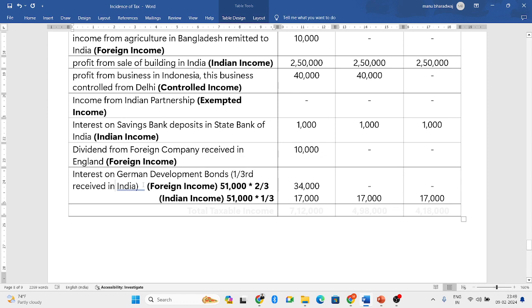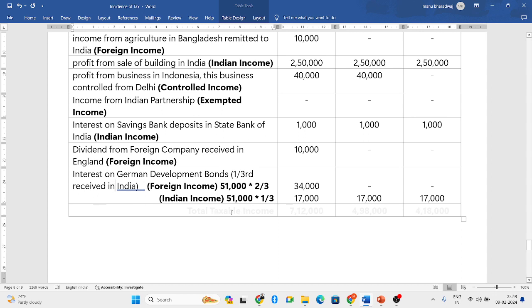So 51,000 into two-third is foreign income, and it is a foreign income from other sources. When it is a foreign income from other sources, only one person will be taxed, that is ordinary resident. Next, the remaining one third part is Indian income. 51,000 into one third is 17,000. So 17,000 is an Indian income. And as it is an Indian income, all the three residential statuses will be taxed.